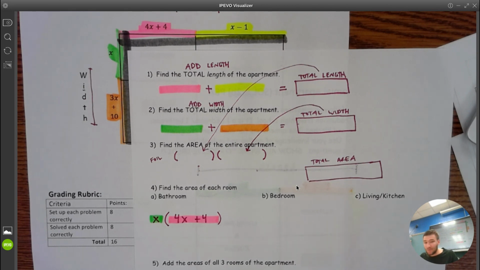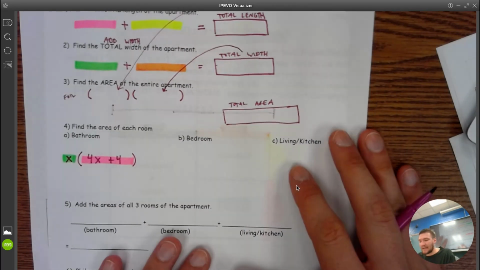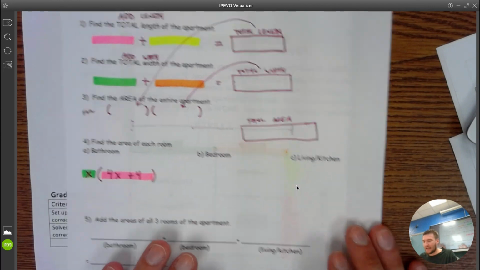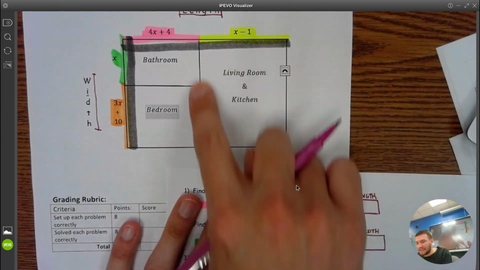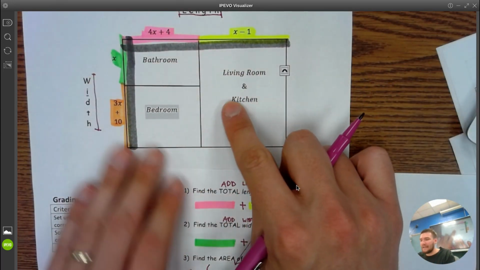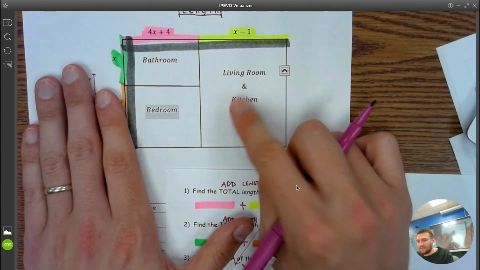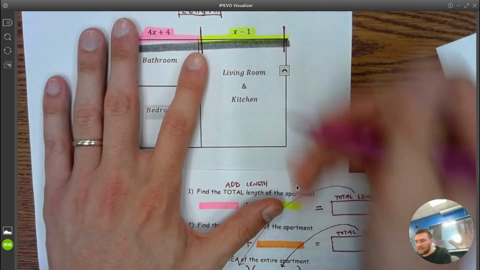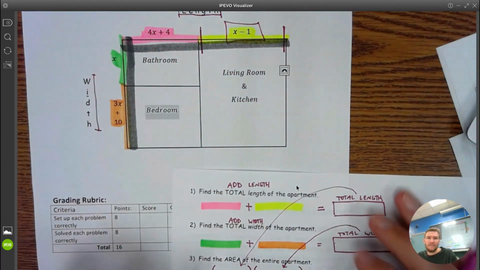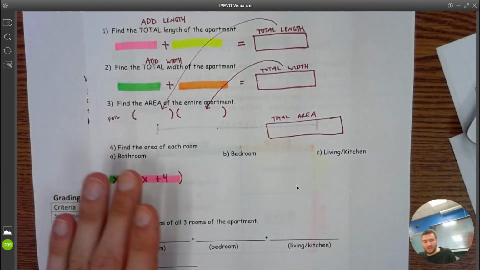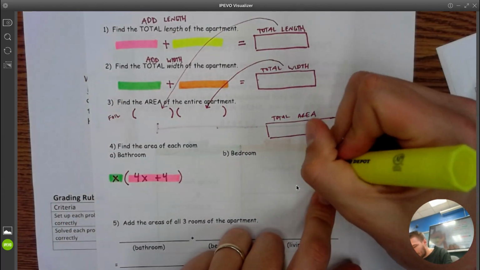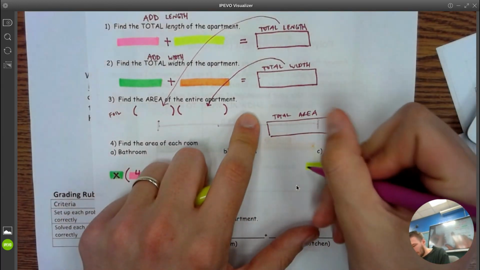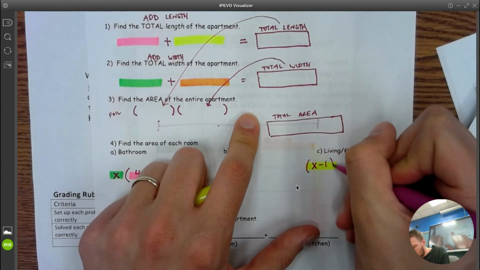Okay, the bedroom, look at the 2 sides and figure that out. The last thing I'm really going to help you with is setting up the living room / kitchen area. If I look at this big area here and I need to figure out the area of this, I would want to use this, the x minus 1. So I'm definitely going to need to use the yellow here. X minus 1.